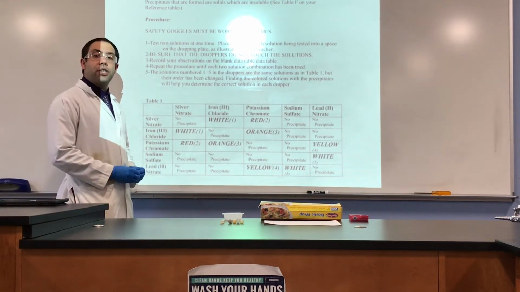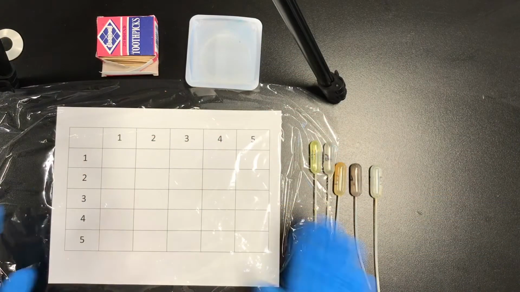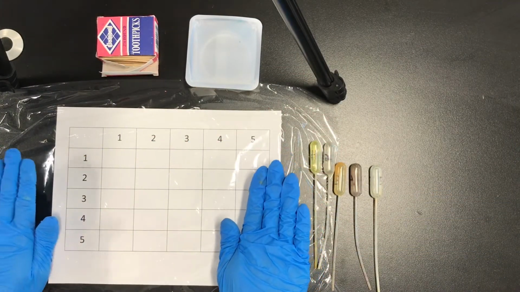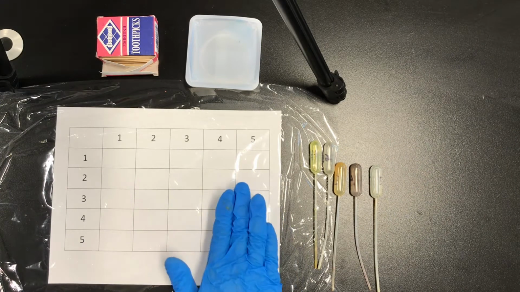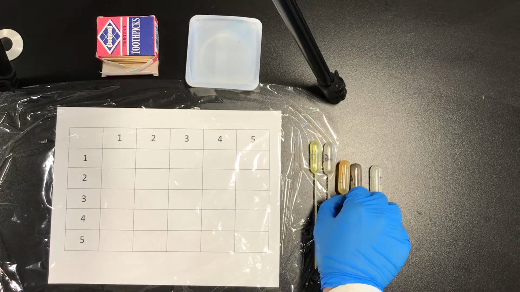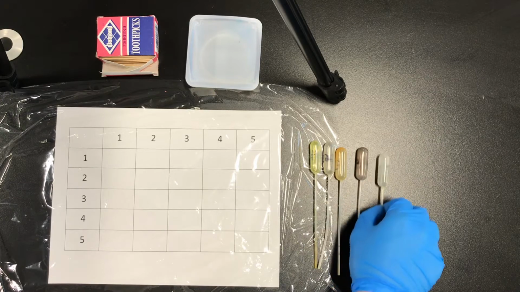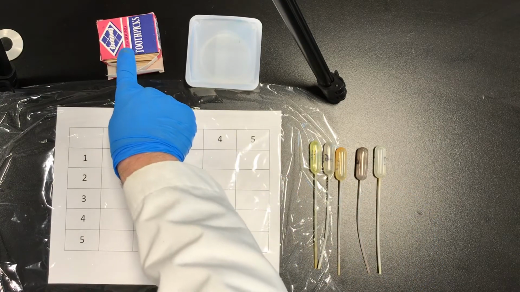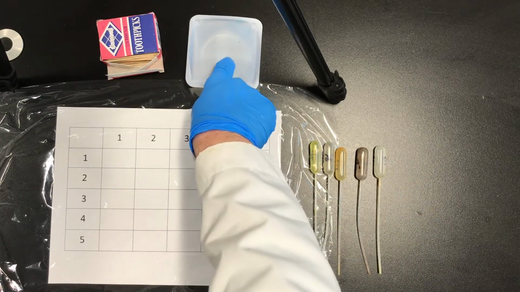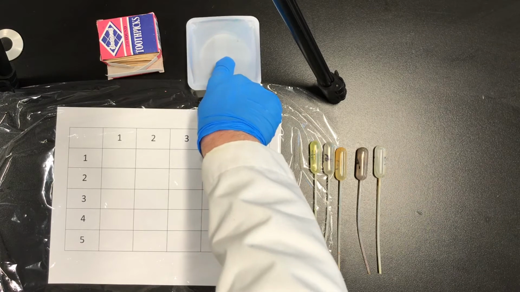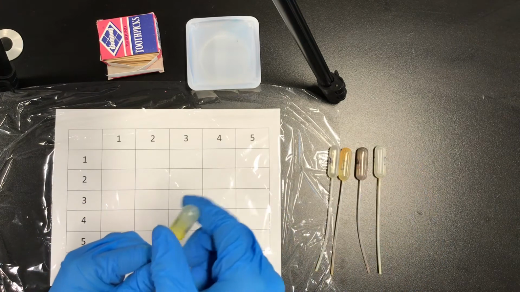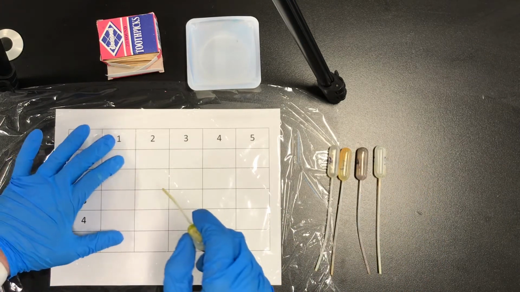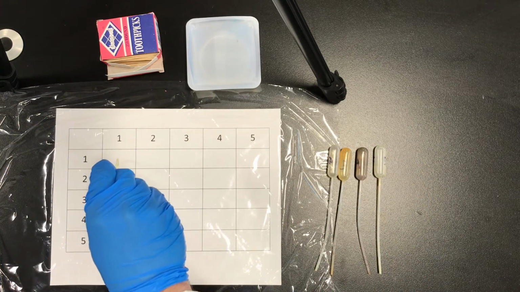Finding the colored solutions with the precipitates will help you determine the correct solution in each dropper. Let's perform our procedure. Here we have our grid, our data table, with plastic wrap over it to cover our grid. We have 5 pipettes, each with an unknown substance inside, toothpicks for mixing, and an empty weigh boat for the discarded toothpicks.